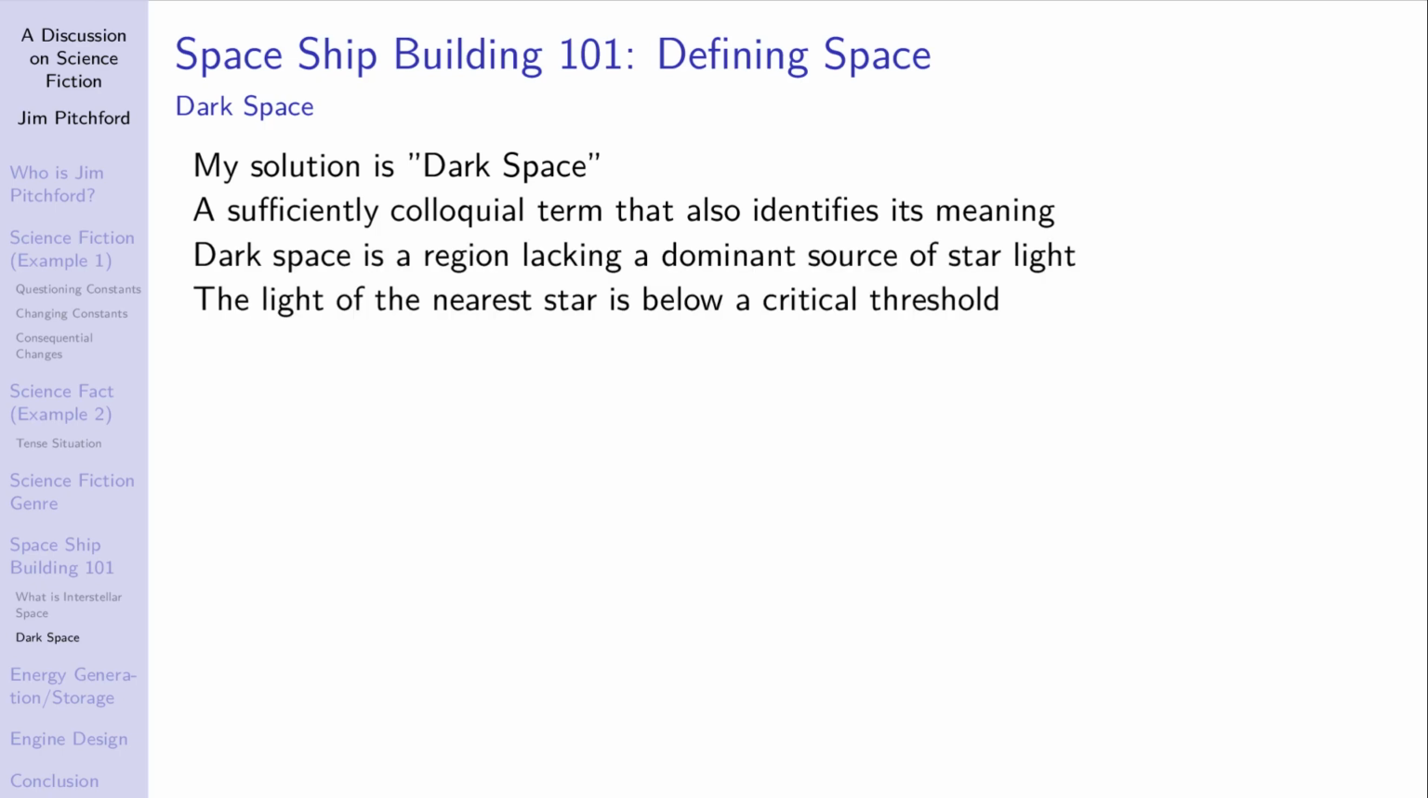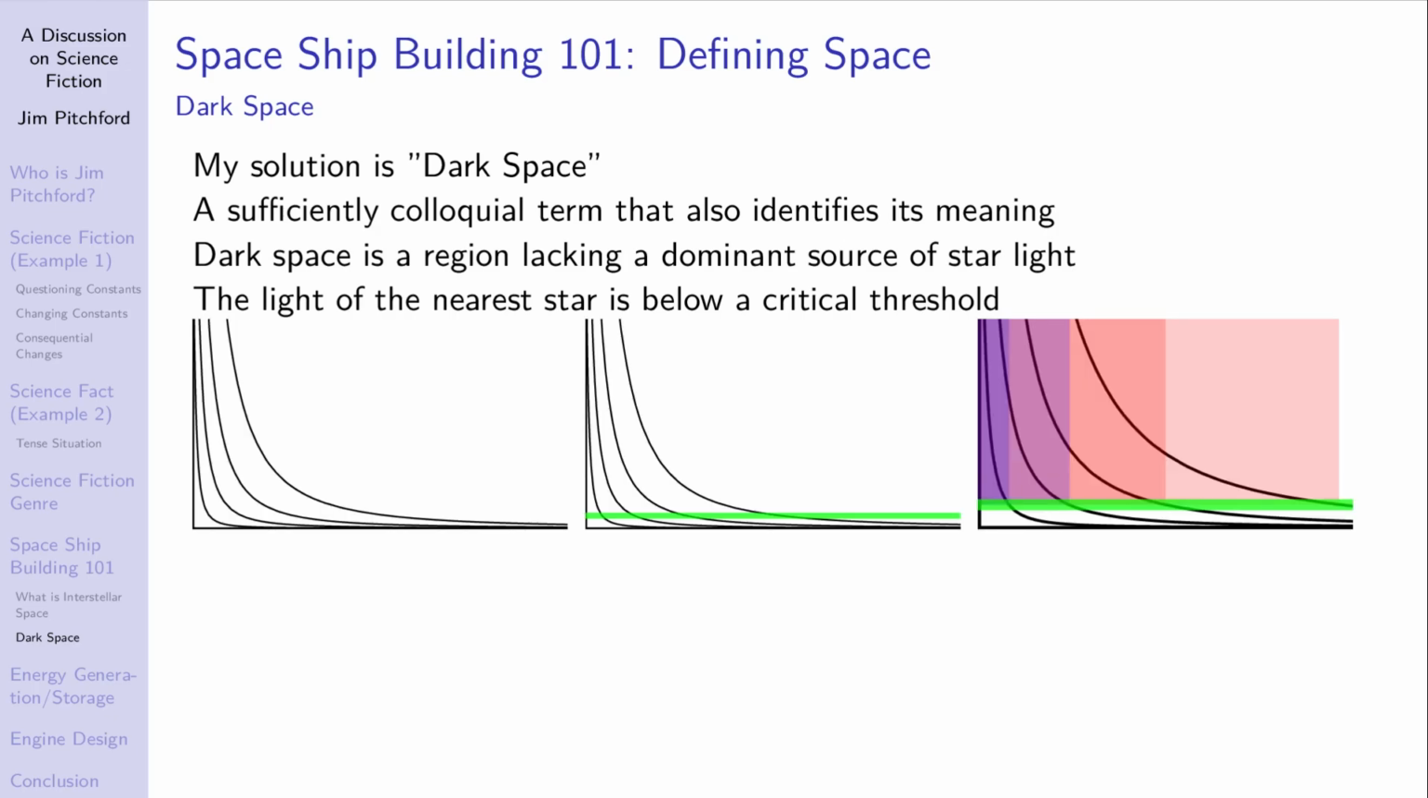It's the region lacking a dominant source of starlight. So the light of the nearest star is below some critical threshold, which I have illustrated here with these graphs. This is just the inverse square law. That's how the energy of the light of a star would diminish. And I have different examples here, but then that critical threshold, that green line, just goes across. And when you are above that, so it's brighter than that critical threshold, well, now you're in the stellar space of that star.